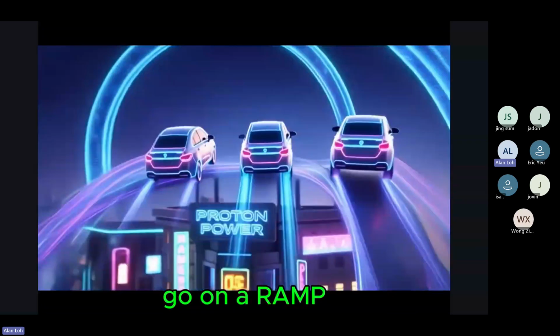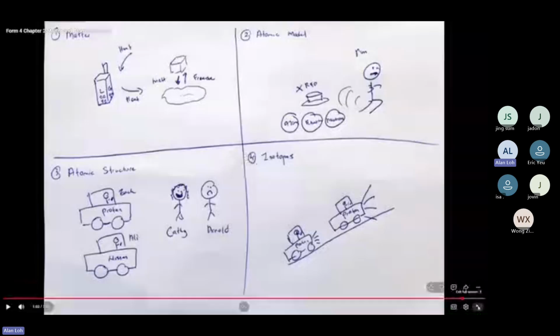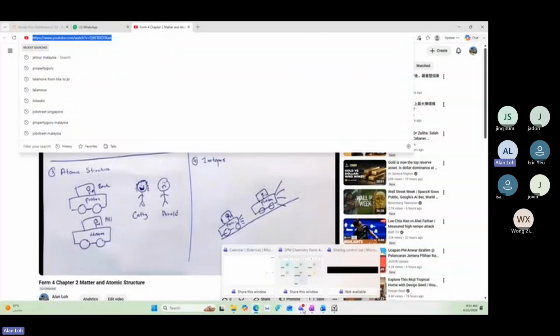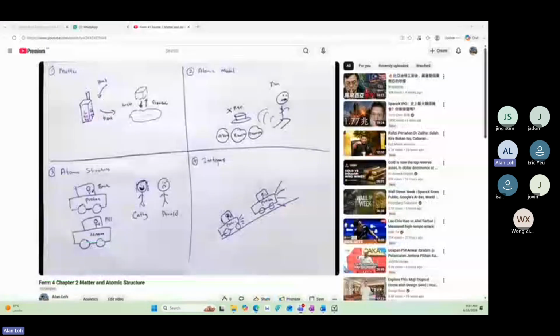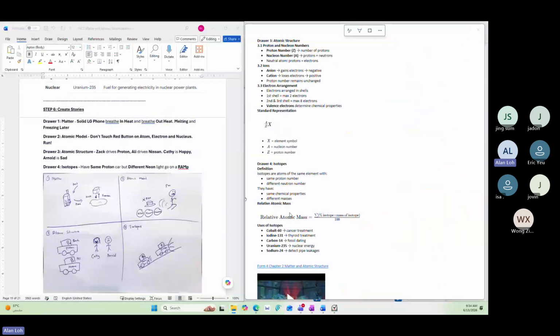Okay, I hope this funny story is going to help you to remember. And I hope by now you know why these stories are important. I'll send the link here. Okay, I hope you understand this now. Why these stories are important is to help you to remember some of the key information or concepts in each drawer, right? So whenever anyone asks you, can you explain to me what is atomic structure? Then you start to think about Zach drives proton, Ollie drives Nissan. Okay, the story just now, right?